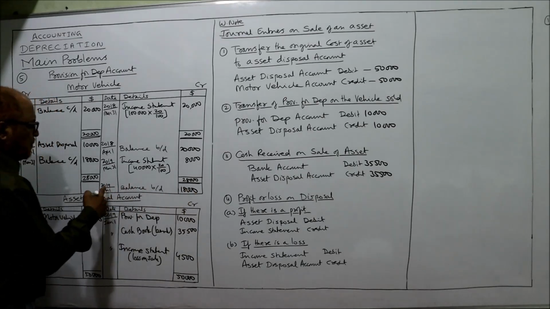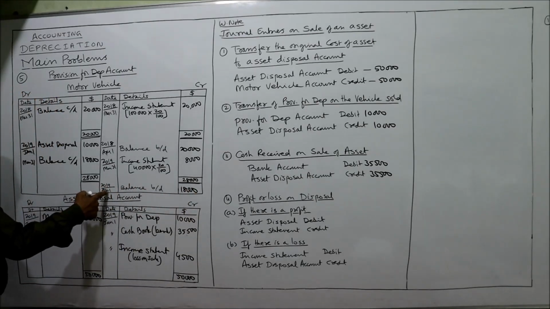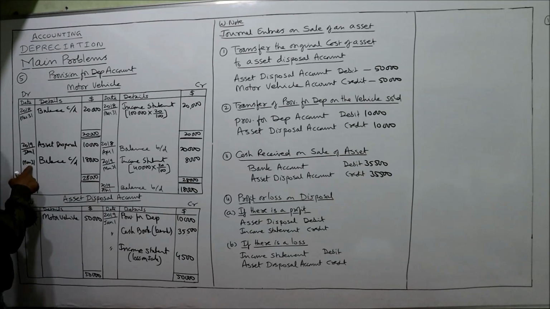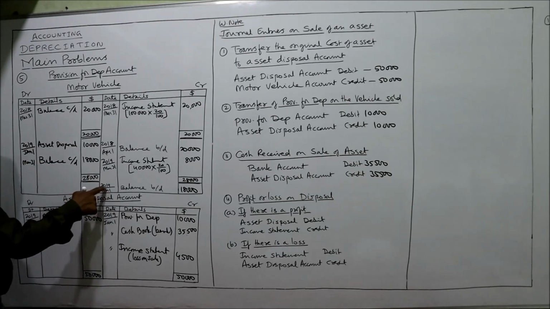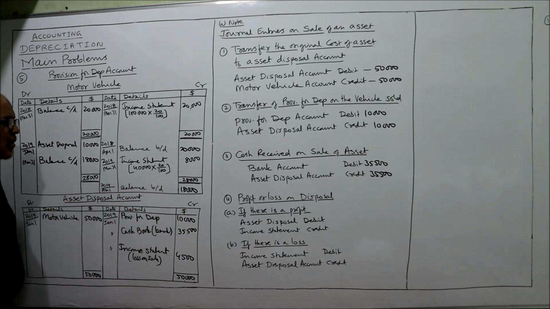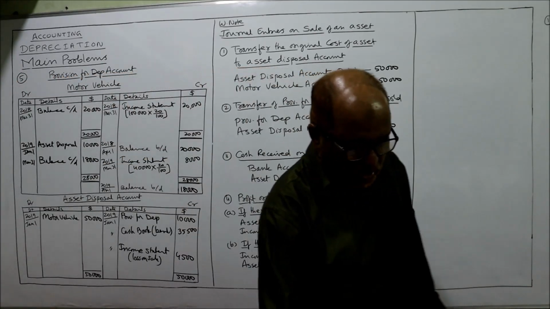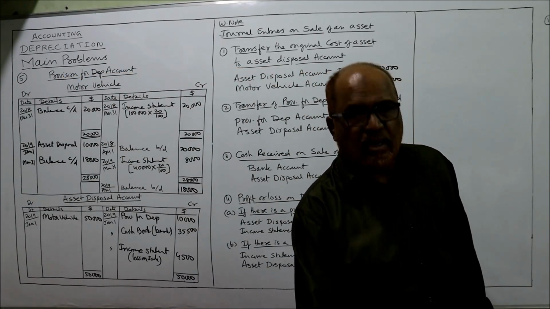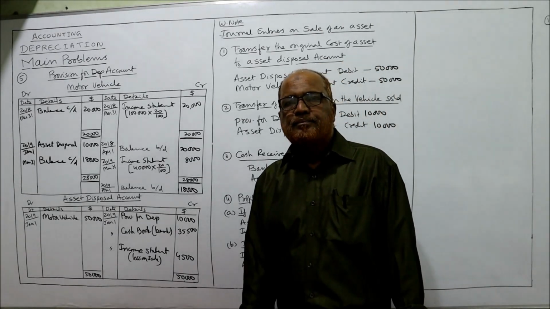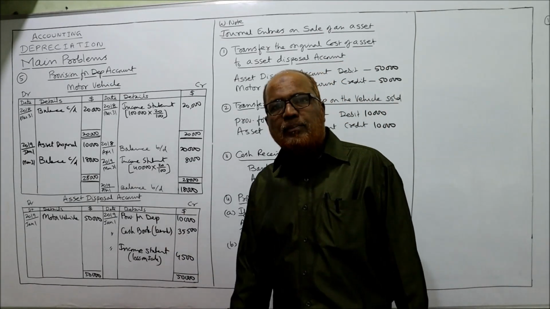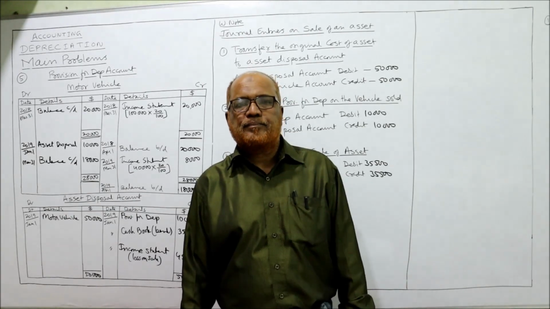Next year will begin from 2019 April 1st. Last date was March 31st. Now the next date is April 1st 2019. Balance brought down 18,000. That's all. This is the end of problem number 5. So problem number 5, all the points I have completed.